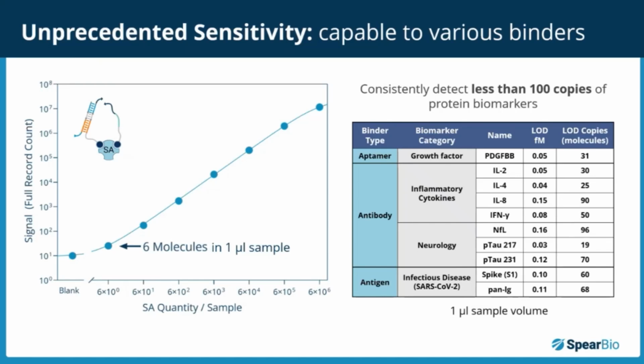This enables reliable detection of less than 100 copies of target protein molecules per sample, making it probably the most sensitive platform for protein biomarker measurement.